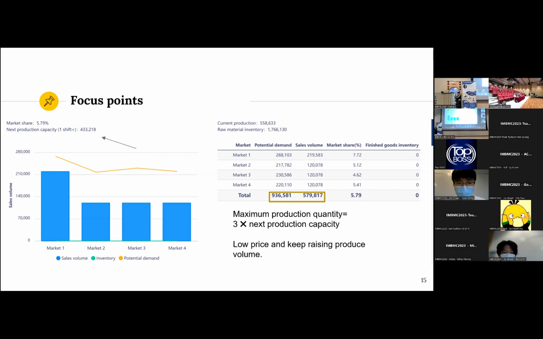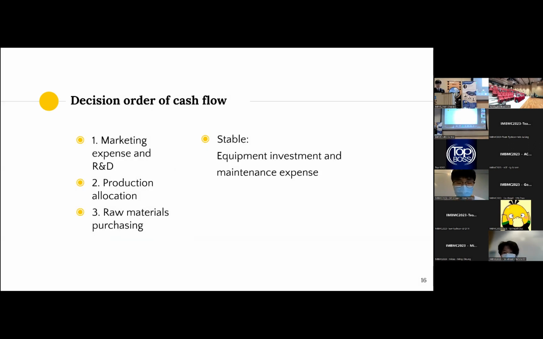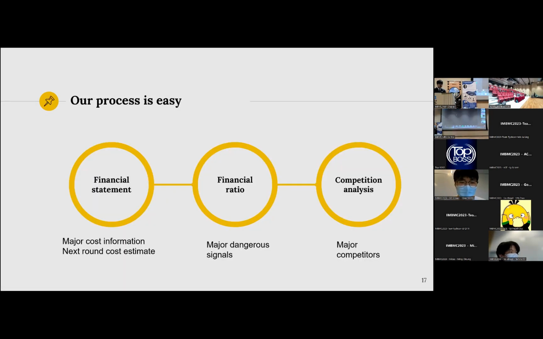And in this strategy, the focus point is when to reach the maximum production quantity. This is the key point. But there's always some accident. So when there is an outlier, what can we do? First, we must keep a safe cash flow. This is the order of managing cash flow.